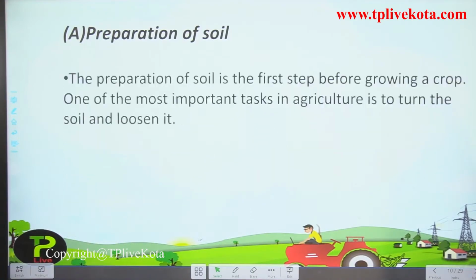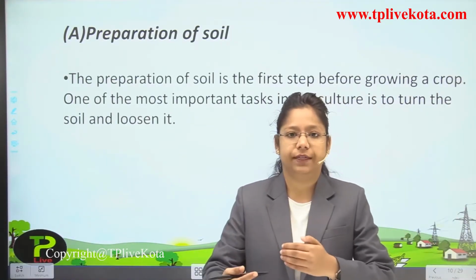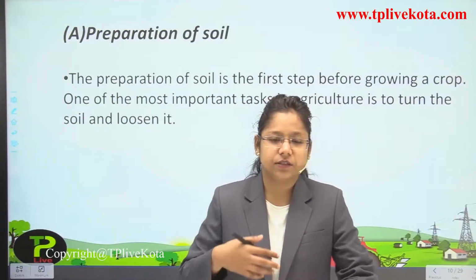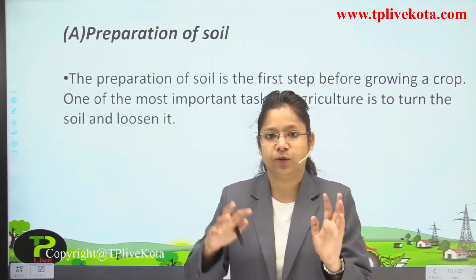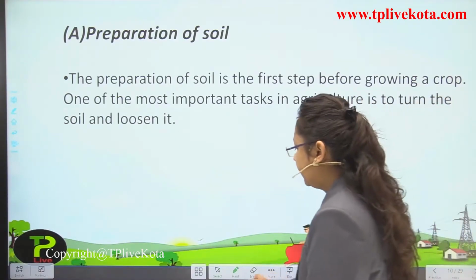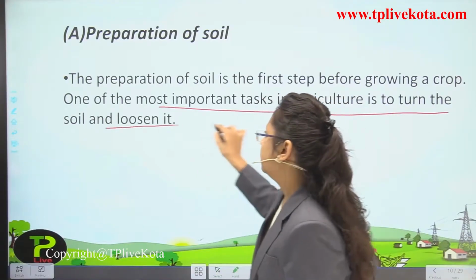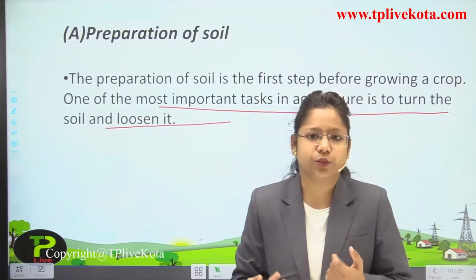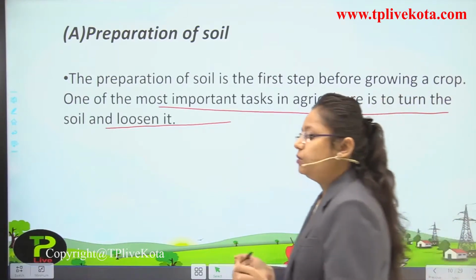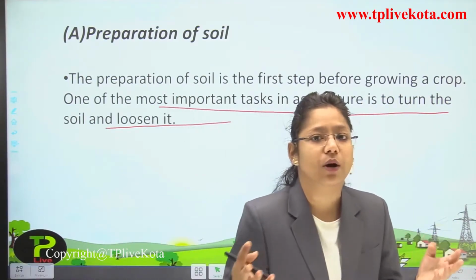Now, moving on to the next slide, we are going to see first the preparation of soil, how the soil is prepared. We have to do it stepwise. What is the first step, the second and the third step, we are going to see over here. The most important task of agriculture is the preparation of soil. How do we prepare the soil? The first step towards the preparation of soil is plowing or tilling.